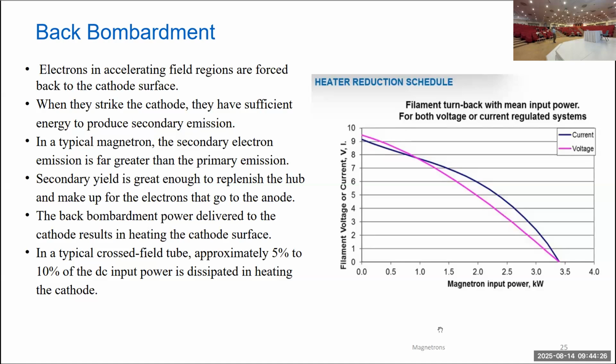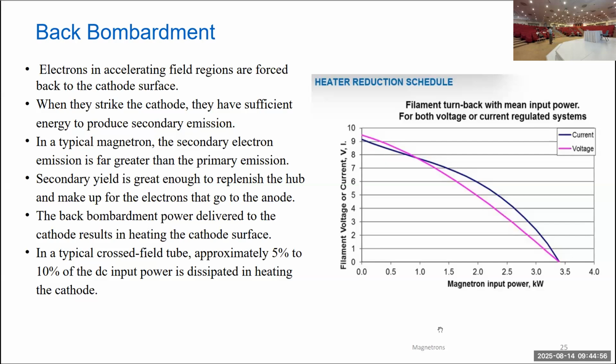So in typical cross-field tubes, approximately 5 to 10% of the DC input power is dissipated in the form of heat to the cathode. In that scenario, the manufacturers give a voltage-current graph which tells at what voltage, what sort of heating you have to provide to your filament to heat the cathode.